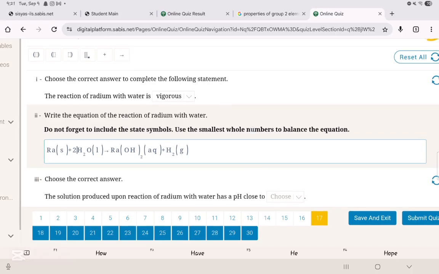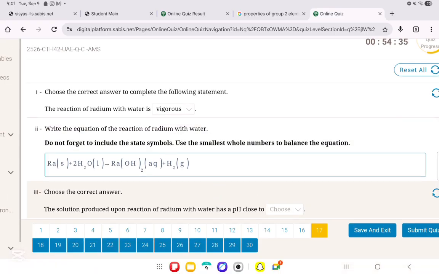Now, the solution produced upon reaction of radium with water has what? A pH close to 12. Why? You always choose the highest number when it comes to pH in hydroxide, because hydroxides will break down, and the metal hydroxide, in this case Ra(OH)2, will break down and release the hydroxide, which will add more to the pH, so you will have to choose the highest answer.